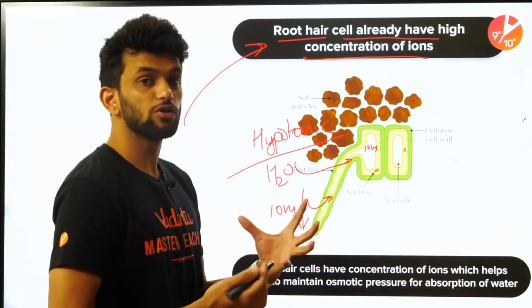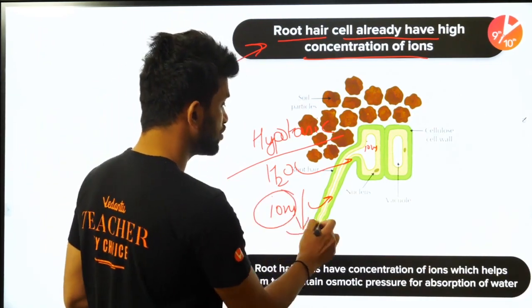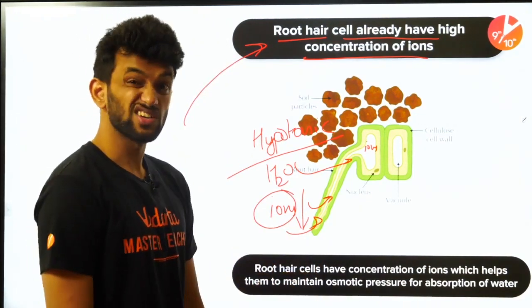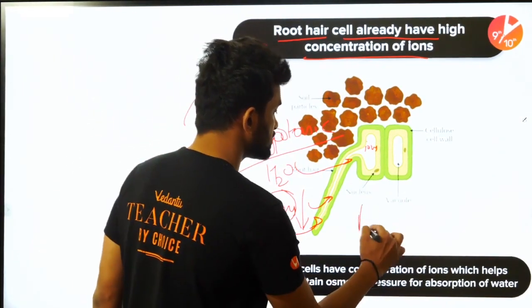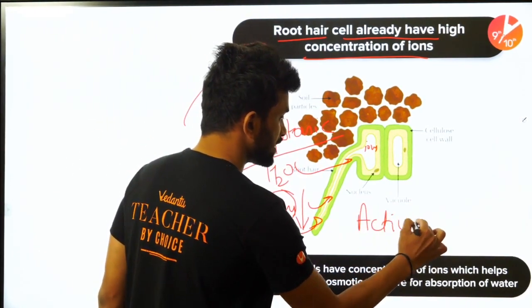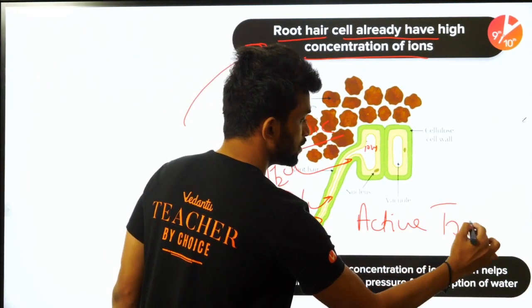But I should figure out a mechanism by which these ions can get into the cell. Yes or no? Yes, sure. You should figure out a mechanism. So that mechanism is, guys, active transport.